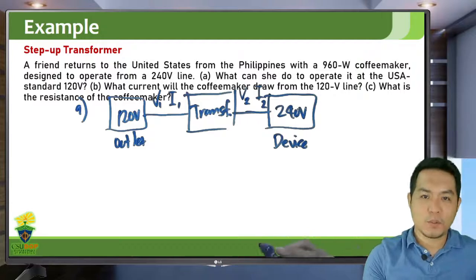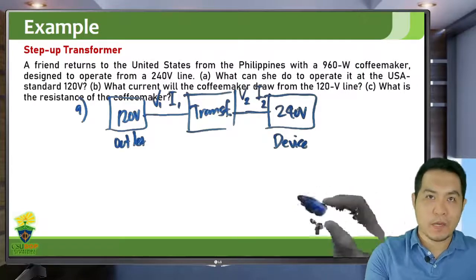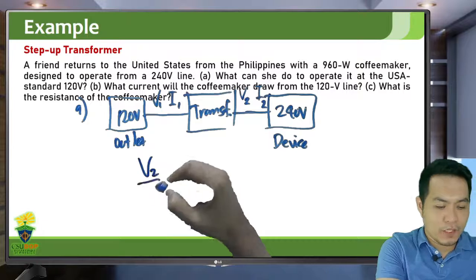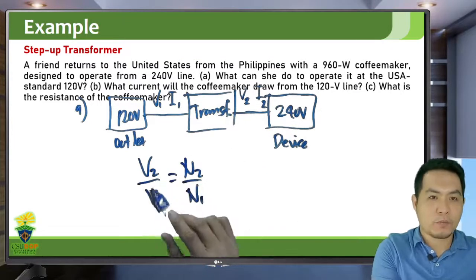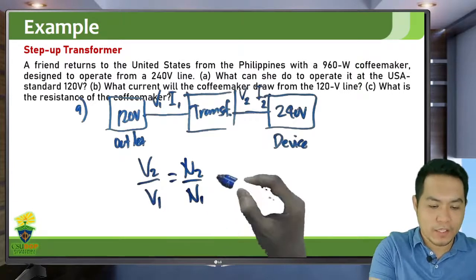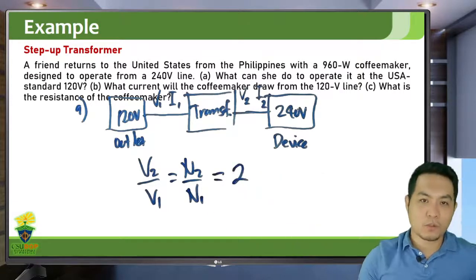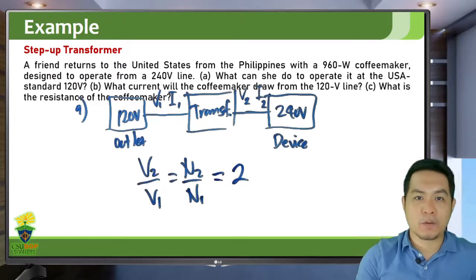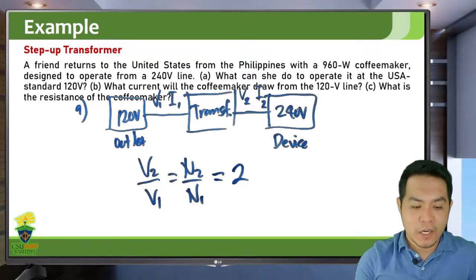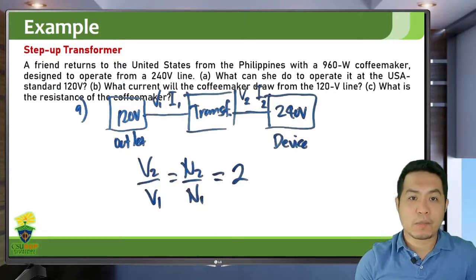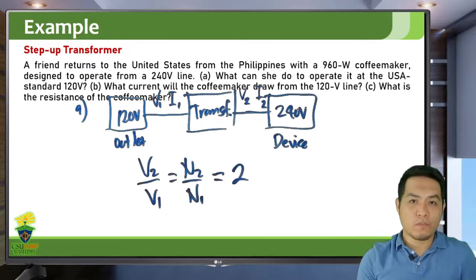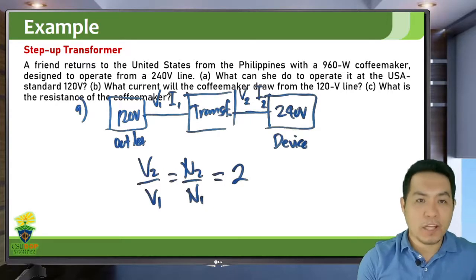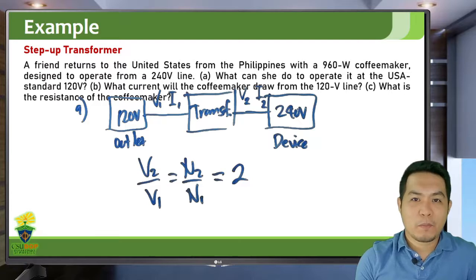And how do you describe a transformer? By the number of turns. So V2 over V1 is just equal to N2 over N1. So V2 is 240, V1 is 120. Therefore, this ratio is actually equal to 2. So it's greater than 1, so it's a step-up transformer. So she needs a transformer wherein the ratio of the number of turns of the primary and the secondary coils, N2 over N1, is equal to 2. That's what she needs.